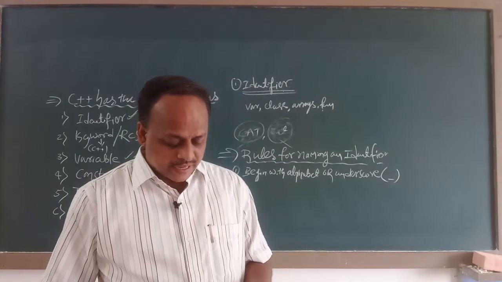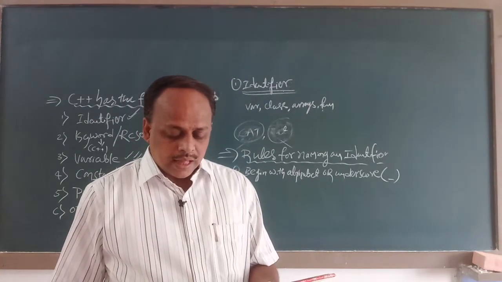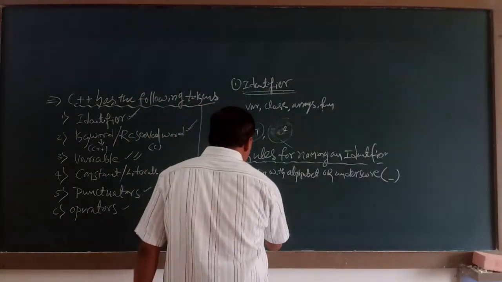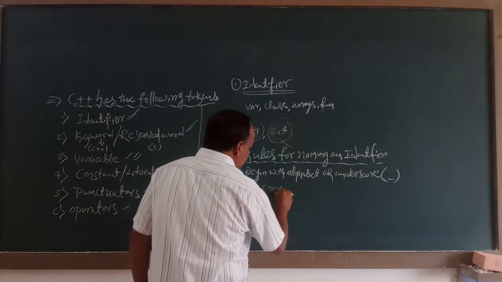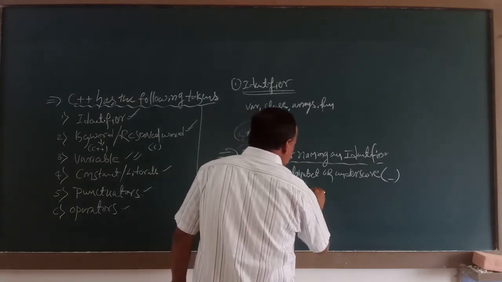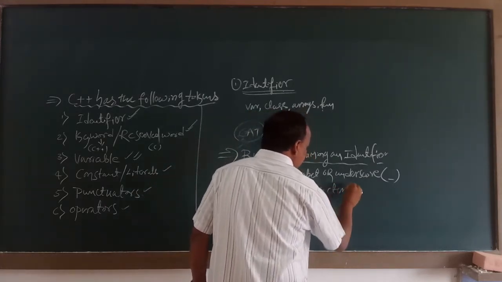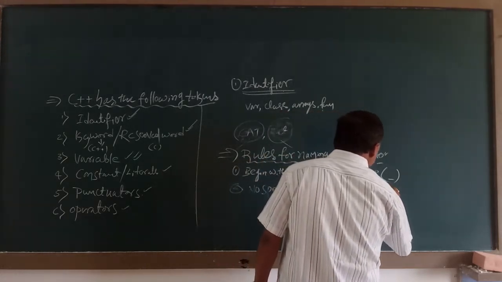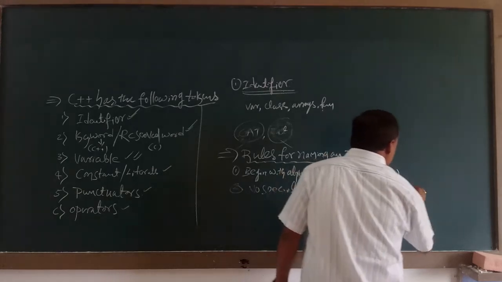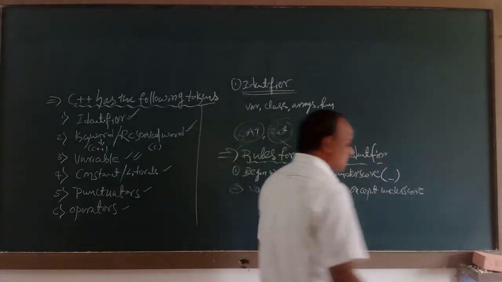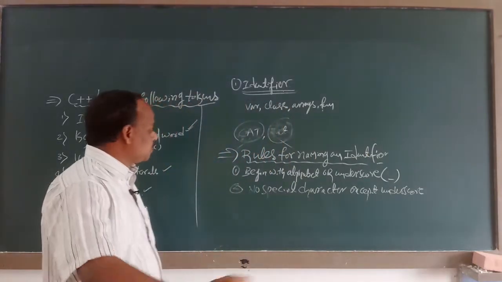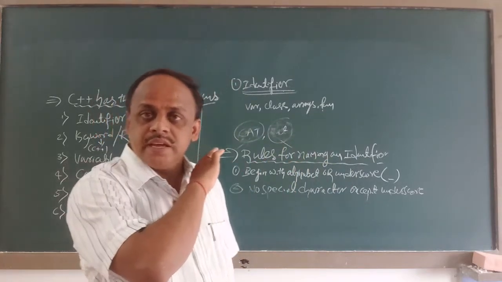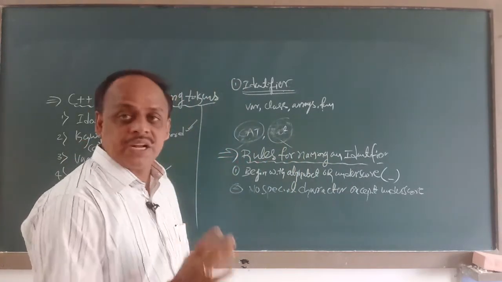No special character is allowed except underscore, right? So this is the second one. No special character except underscore, right? Except underscore means no special character while defining an identifier, there is no matter of special characters.